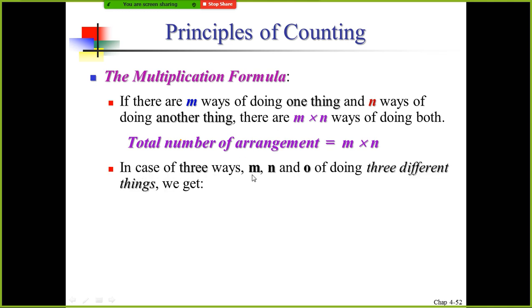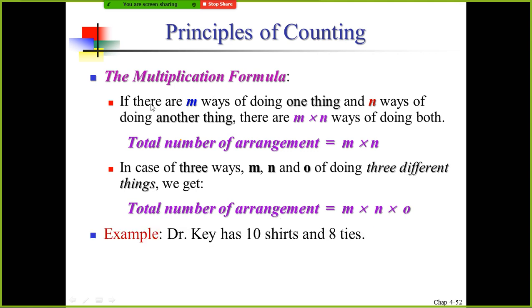In case we have three things, we also have three numbers of ways of doing the three things. For example, there are three ways m, n, and o of doing three things, so the total number of arrangements for doing these three things together is m multiplied by n multiplied by o. This is the multiplication formula. So we multiply. If we have two objects or two things, we must have two numbers of ways. If we have three things, we have three numbers of ways, and then we multiply them together.